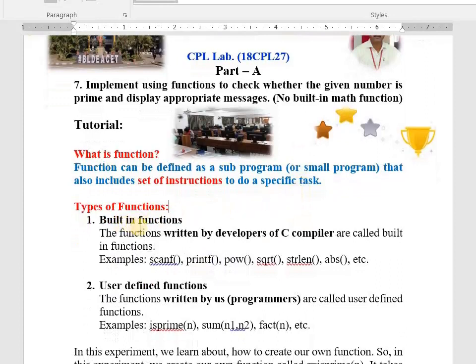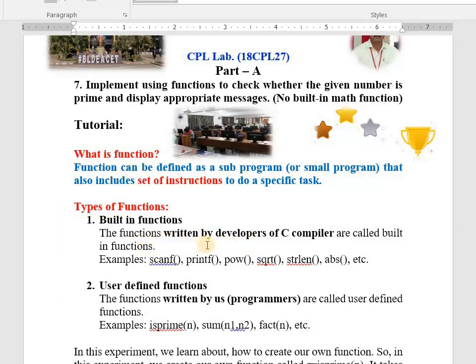Built-in functions means these are developed by developers and given to us. We have not developed them, they are already developed by them. The functions written by developers of C compiler or C developers are called built-in functions or predefined functions. Just we are using it.